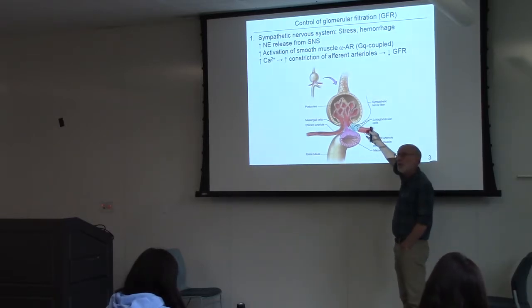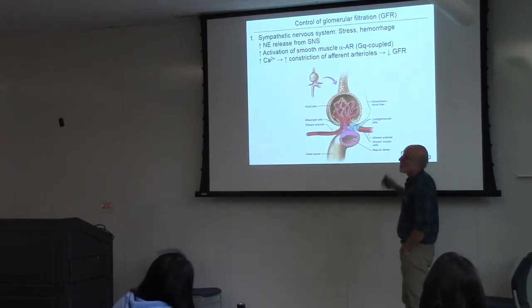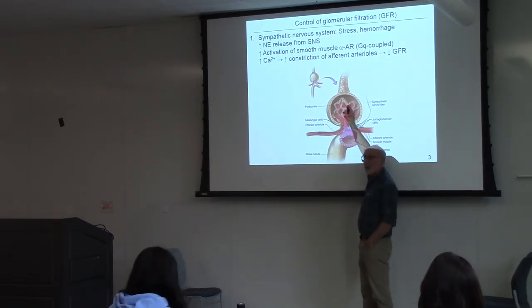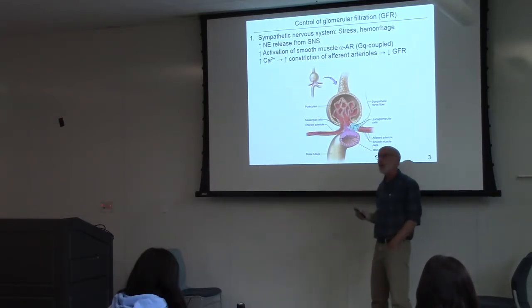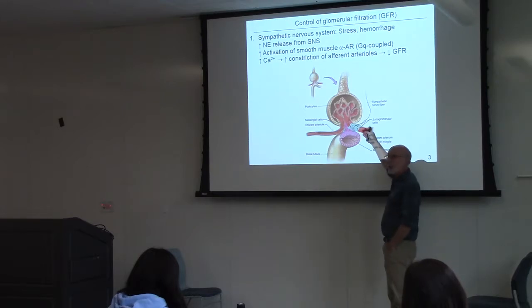Constriction of smooth muscle. What does constriction of smooth muscle do to glomerular filtration? Oh, it says it right there. It decreases GFR by constricting blood flow into the glomerulus, lowering the pressure in the glomerular capillaries, decreasing the filtration pressure. Decreasing the hydrostatic pressure would decrease GFR. So the sympathetic nervous system responds to various stimuli to constrict the afferent arteriole and decrease GFR.